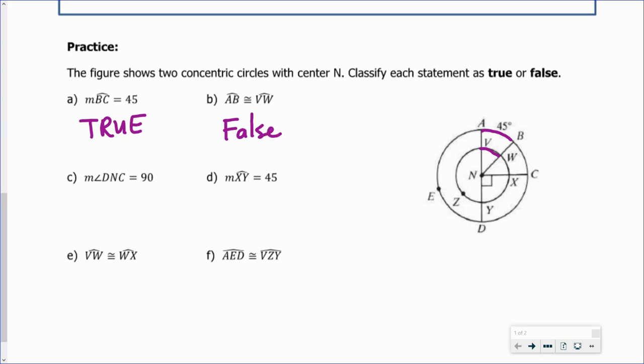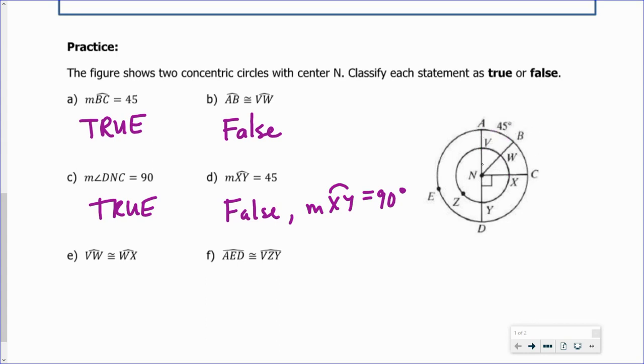The measure of angle DNC is 90 degrees. If you look, that's clearly labeled in the diagram. So that is true. Arc XY is 45. Well, let's take a look. Here's arc XY. The central angle that creates XY is 90 degrees, so this is going to be false. The measure of XY is actually 90, which is the same as the measure of the central angle that creates that arc.